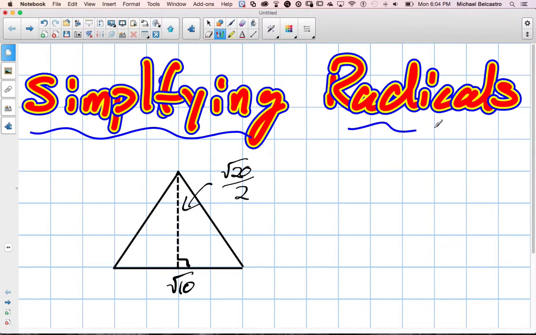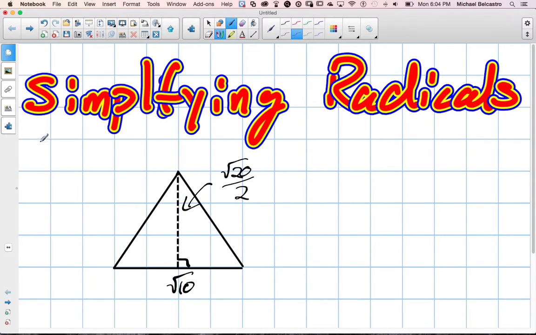We're going to work on simplifying radicals. They've given us this triangle here, and they want us to express the area in the simplest radical form. We should really state that. So we need to find the area of this in the simplest radical form.